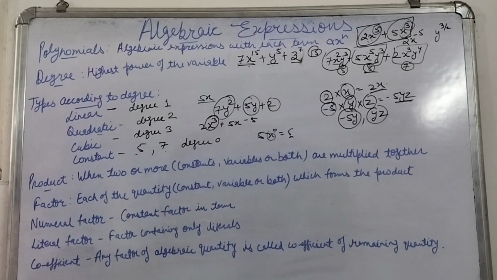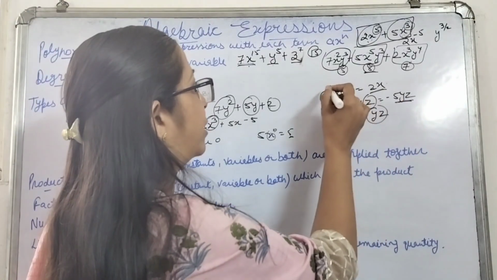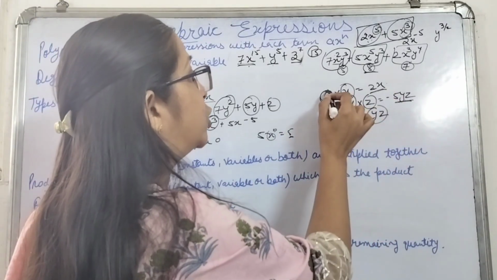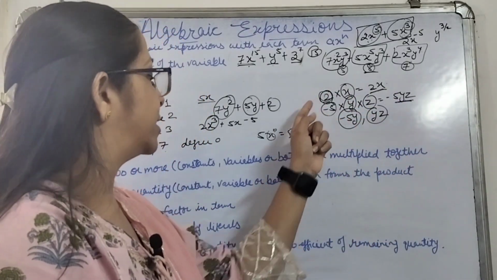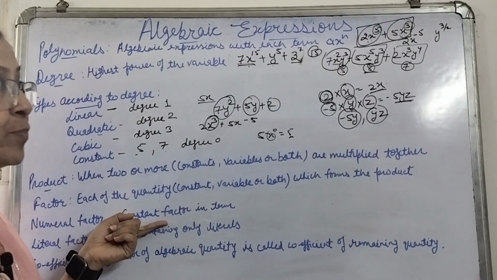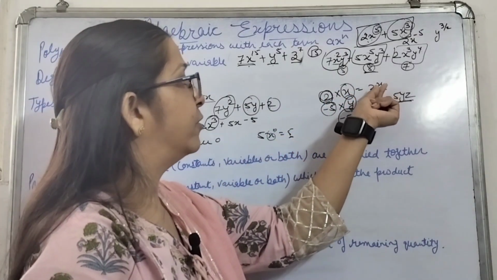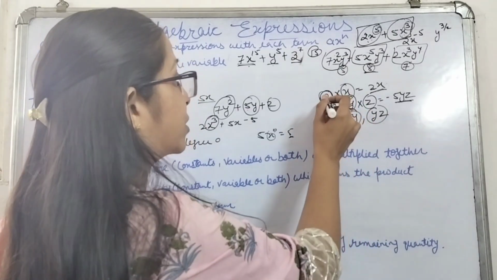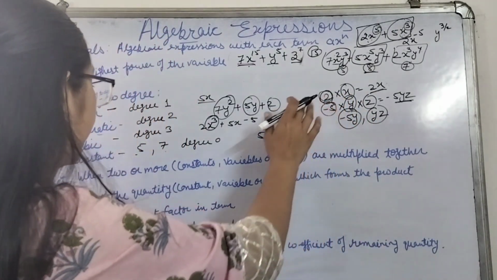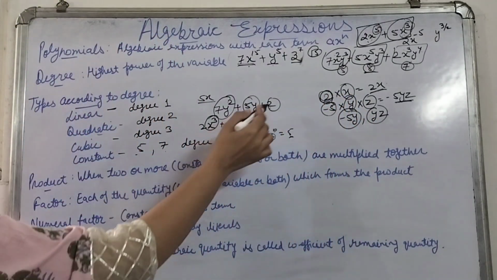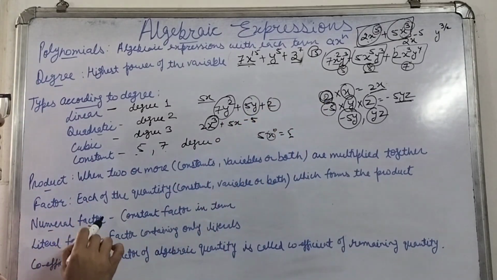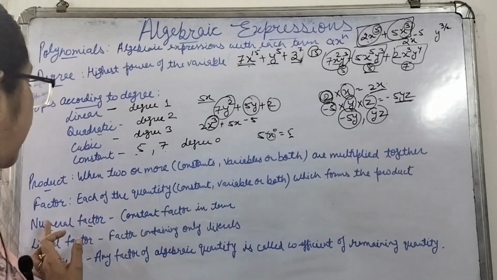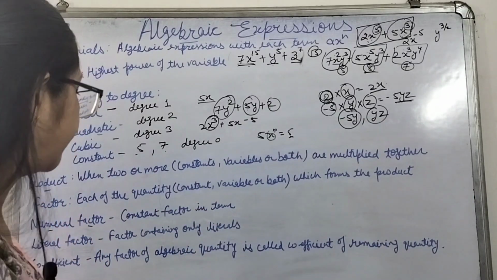Now what is a numeral factor? If among the factors there are only constants, then it is a numeral factor. For 2x, 2 is the numeral factor because it is a constant factor only. For the term 2x, we have said that 2 is one factor and x is one factor, but 2 is a numeral factor because it has a constant value only. Such factors are known as numeral factors.